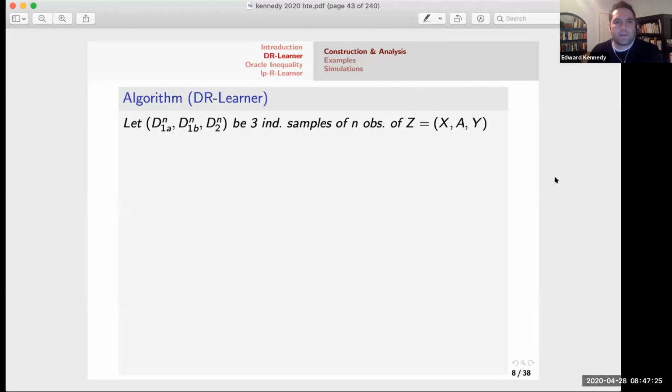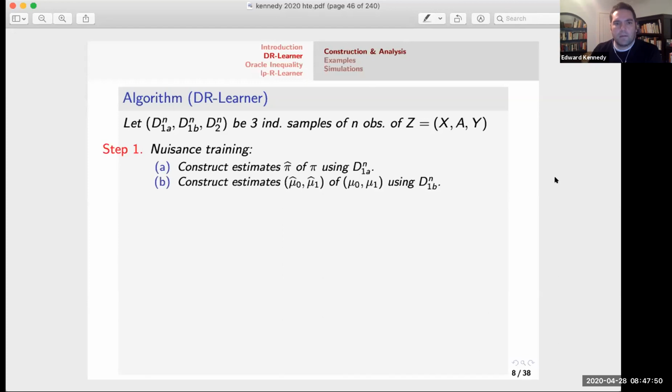All right, so I'm going to just describe this approach first to you, and then I'll show you a picture of how this works. So we have one big sample of observations, and we're going to split it into 3 folds, and 2 of them are going to be used for training, and then the third is going to be used for a second stage regression. So in the training folds, we use one of the folds to estimate the propensity score, pi. We use another fold to estimate the regression functions under treatment and control.